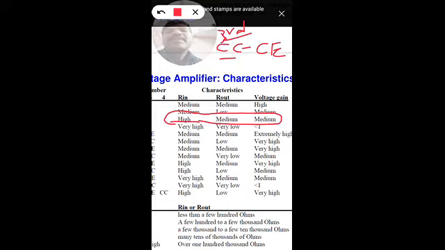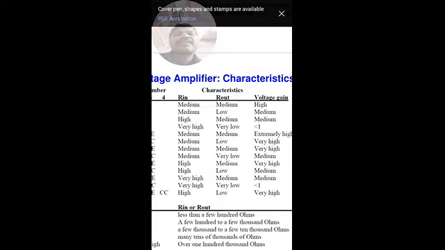Input impedance Rin is very high, because CC is the first stage. In the output we have the second stage, CE, so the output impedance is medium. Because in CC we don't have voltage gain, and in CE a medium voltage gain is possible. So in the second stage we get the voltage gain from the CE amplifier, that is medium. So this is the third type of multi-stage amplifier configuration.